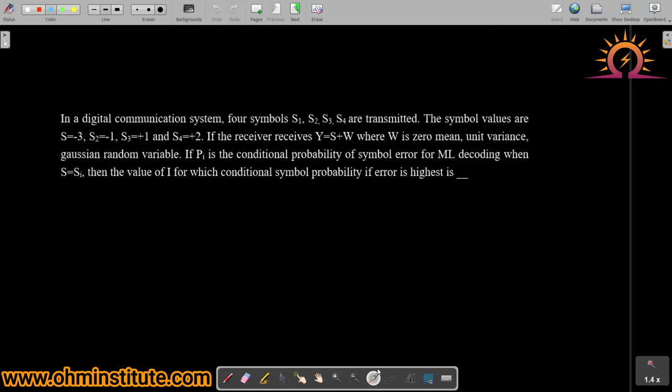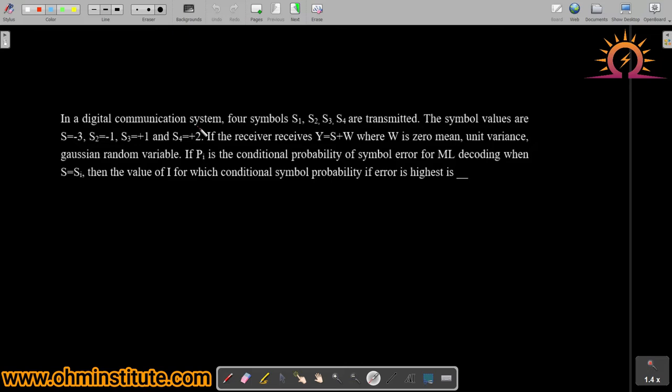This is a question from digital communication in GATE 2020. In a digital communication system, four symbols S1, S2, S3 and S4 are transmitted. The symbol values are given. S1 is equal to -3, S2 is -1, S3 is +1 and S4 is +2.